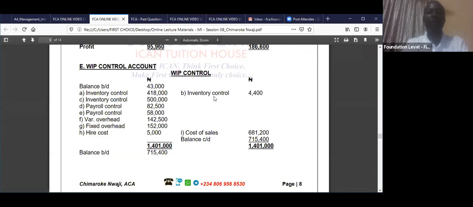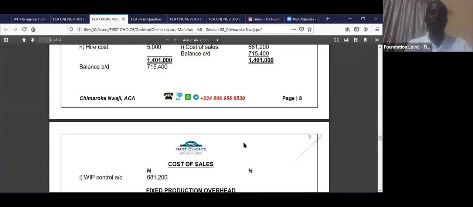Then look at the inventory control, the ones that was returned. Then look at the payroll control, which is for the labor. Then this is the variable overhead, fixed overhead, hire cost. Then this cost of sales happens to be the completed jobs. Then the balance carried down is the one that was not completed. So we get to see work in progress.